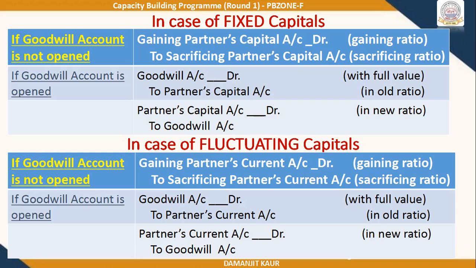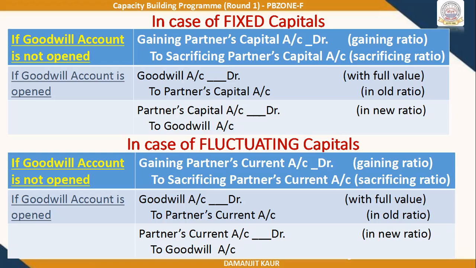Goodwill account will be opened by debiting it, being an asset. As we know that goodwill is an asset, so if we are to raise goodwill in the books, we are to debit the account. So goodwill will be debited with full value to the partners' current accounts in old ratio. Suppose there are two partners A and B, and their earlier ratio was 3:2, and goodwill's value is 50,000. So we'll pass the entry: goodwill account debited 50,000 to A's capital account 30,000 and to B's capital account 20,000.